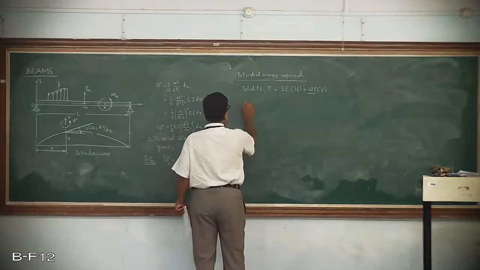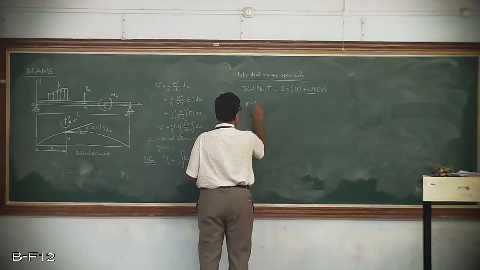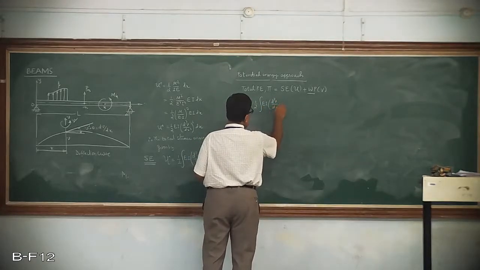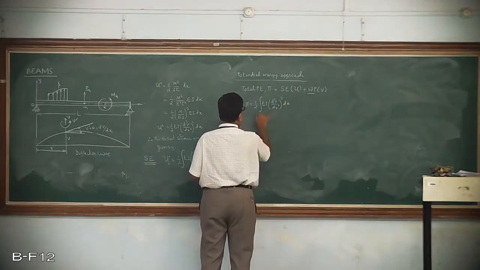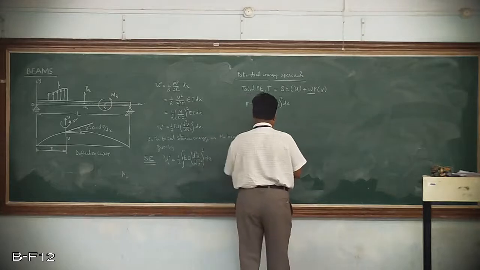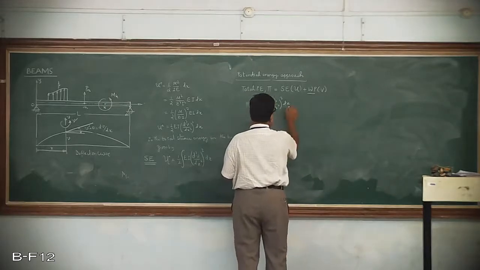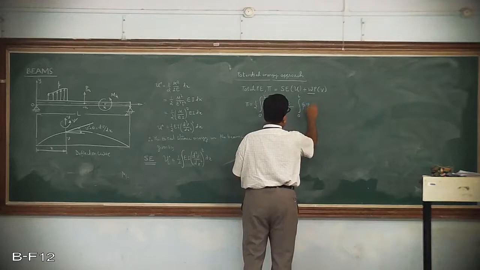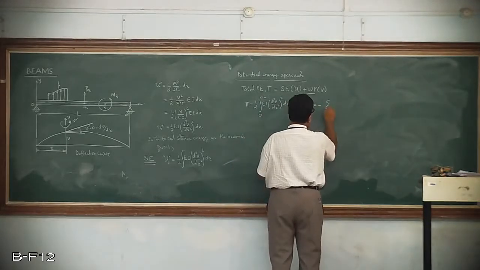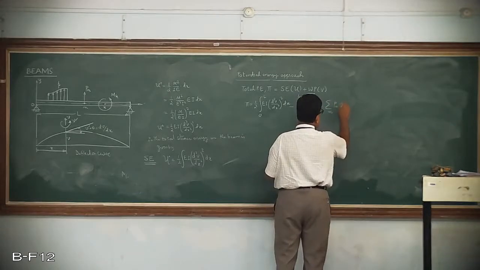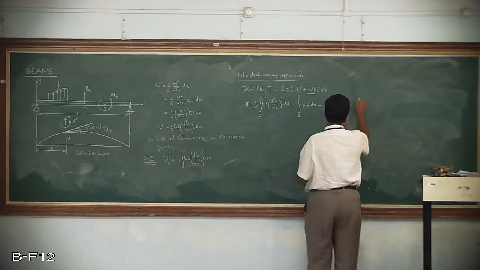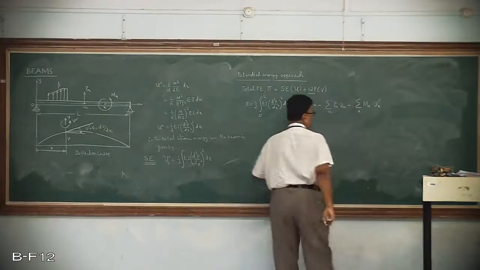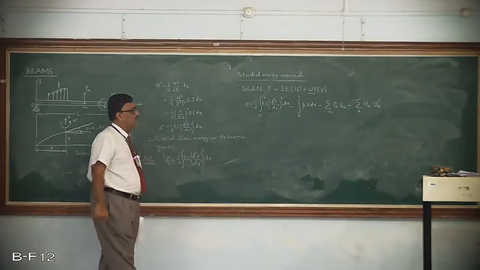So therefore, I will write in detail here: phi is equal to half summation EI into (d²v/dx²) whole squared into dx over the length L, you can take 0 to L also, minus the work potential due to the distributed load, and due to the point load, Pm into Vm, the corresponding deflection at that point, and the summation of all the moments Mk into Vk dash. So this is going to be the total potential energy of the entire beam.